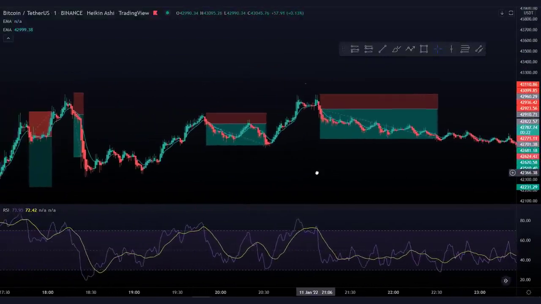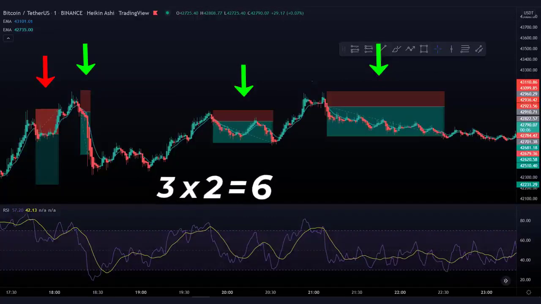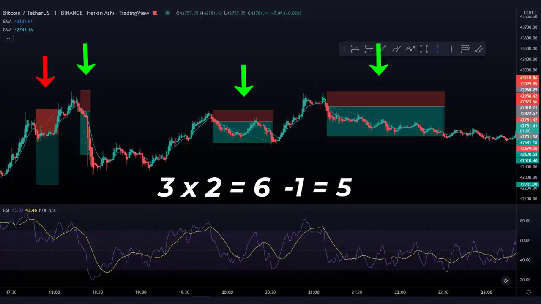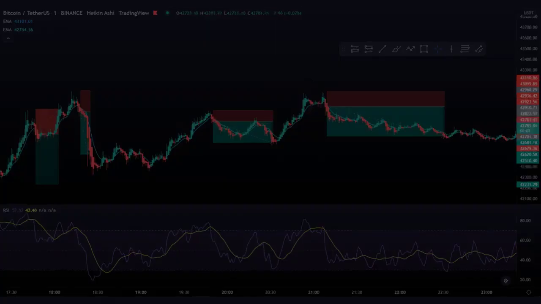In a matter of just 5 hours, we opened 4 positions, of which 3 closed profitably. On these 3 profitable positions we earned back 2 times our investment, resulting in a total win of 6 times. We lost 1 position, so we are left with 5 times our investment as profit. And that only within 5 hours. In an uptrend, this strategy is just as profitable as in a downtrend. So there are opportunities every day.